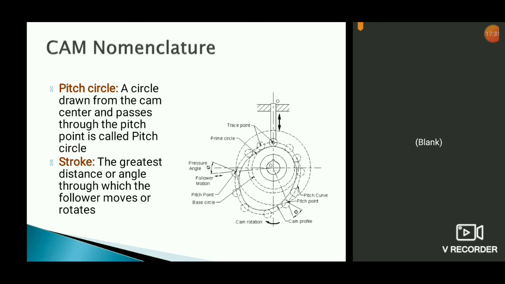And stroke, what is stroke? Stroke is the maximum distance. You can see the follower is moving up and down. If you consider this trace point, what is the maximum distance upward that the follower can move? That is called the stroke length, or the stroke.